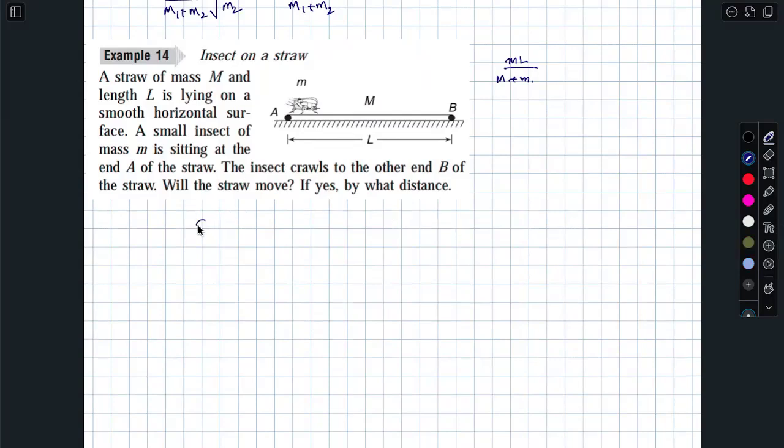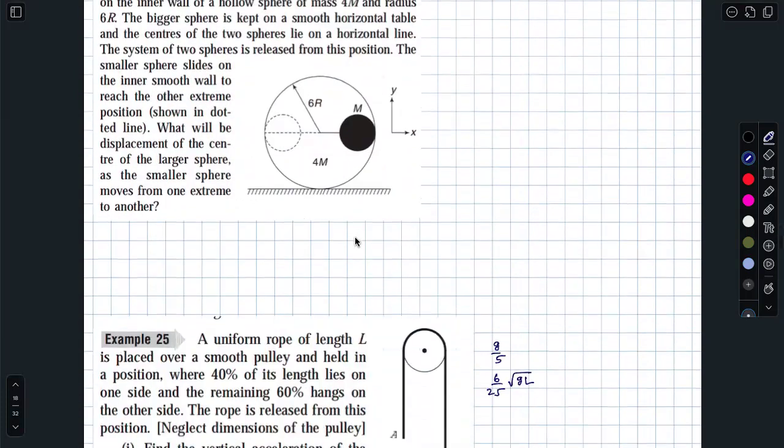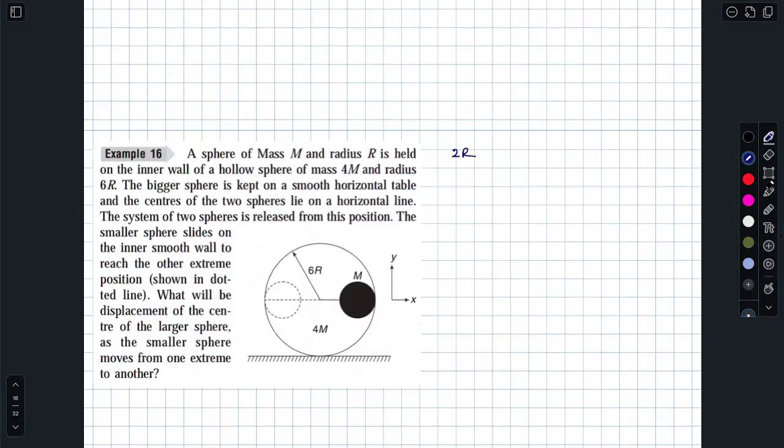We have already seen that the displacement of the plank is equal to minus small m by small m plus capital M times the displacement of the man with respect to the plank. So in this case, this is nothing but minus small m by capital M plus small m times L. The negative sign indicates leftwards, so the straw moves leftwards. Any doubt in this? Now we will work on this question.